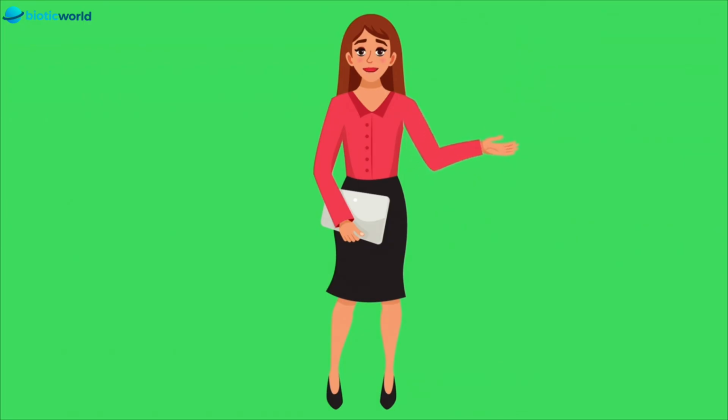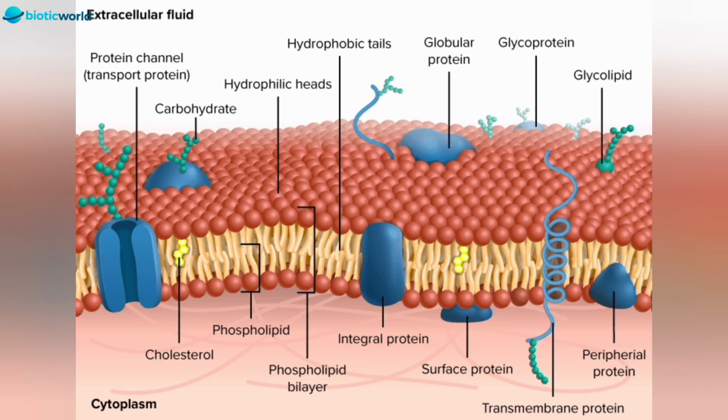Peripheral proteins. These proteins are associated with the inner or outer surface of the membrane, often attached to integral proteins or the phospholipids themselves. Peripheral proteins have roles in cell signaling, maintaining the cell's shape, and helping with cell adhesion.